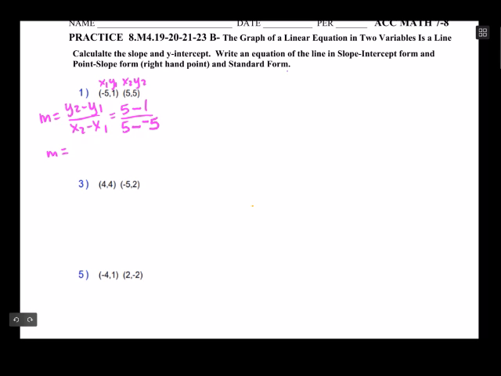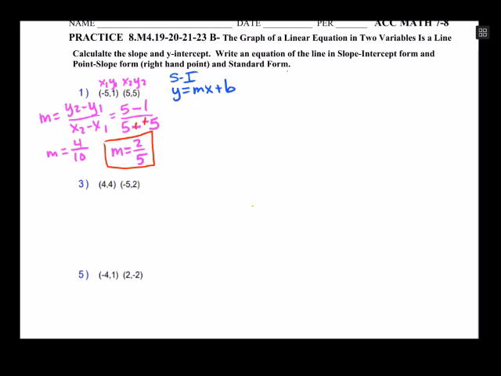M equals 5 minus 1 is 4. 5 minus 5 minus a minus is plus plus. 5 plus 5 is 10. I always reduce my fractions, so my slope is 2 over 5. So let's do slope-intercept form first. Y equals mx plus b. I always write my formulas.